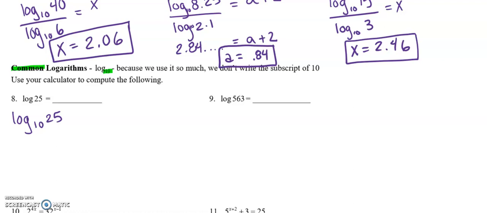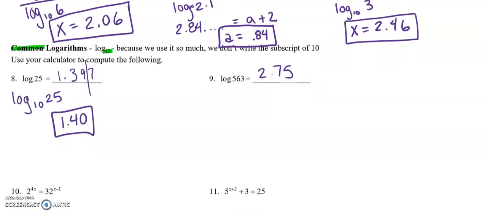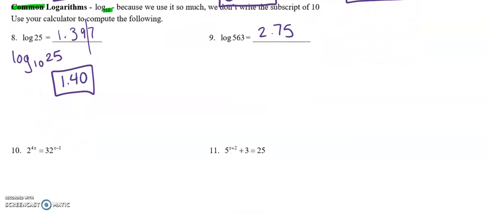So if I do log of 25 on my calculator, I get 1.397. Rounding it to the nearest hundredth, that will be 1.40. Log of 563 is 2.750, so 2.75. Let's try the next one.